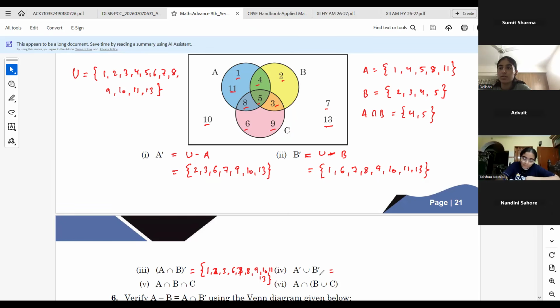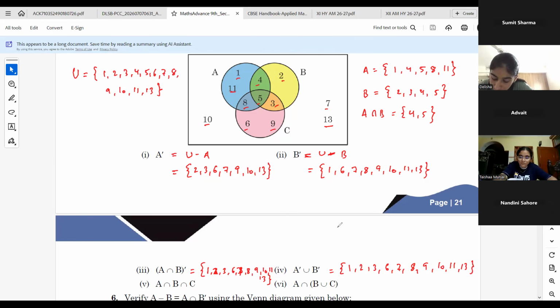Similarly, A complement union B complement. So you can see A complement and B complement we have already found out. So we just have to take their union. So the union will be 1, 2, 3, 6, 7, 8, 9, 10, 11, and 13.